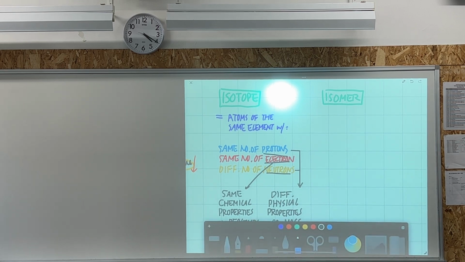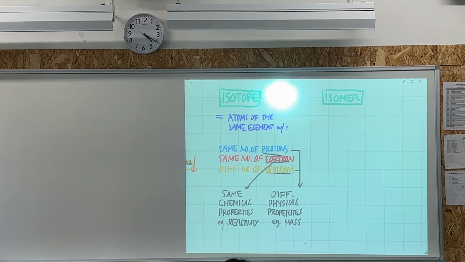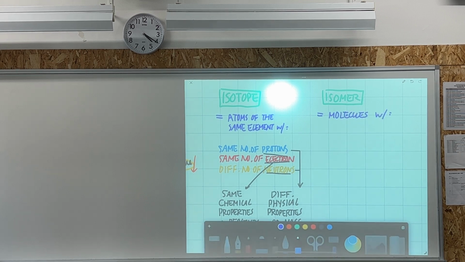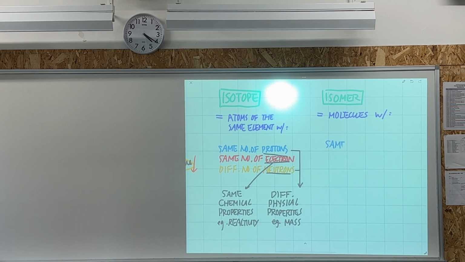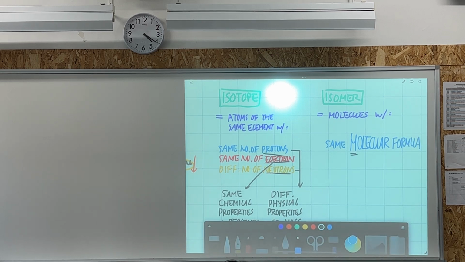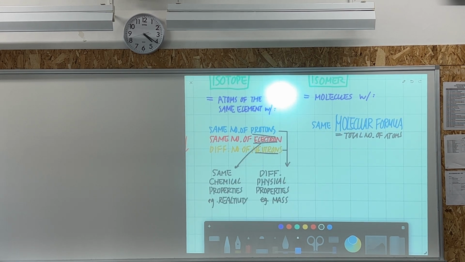So, isomer. Isomers are molecules with the same molecular formula. You might remember it like this: molecular formula means the total number of atoms. But with different arrangements, we call that the structural formula.